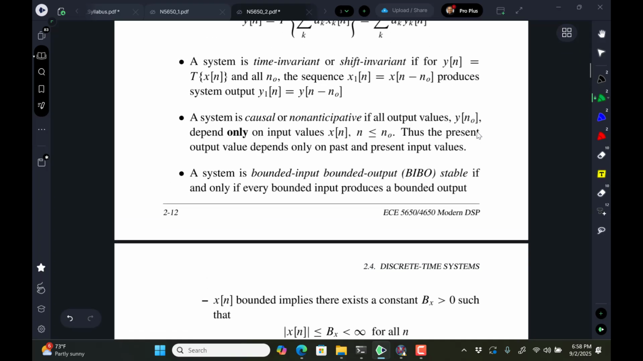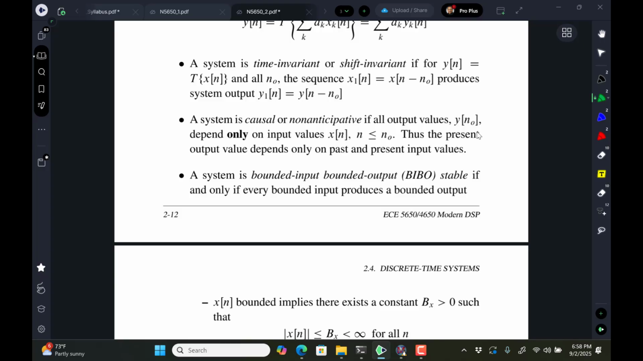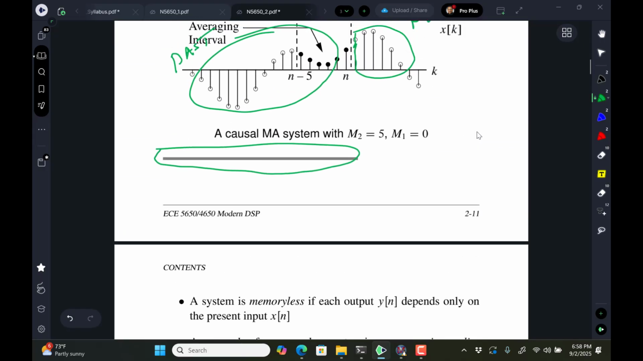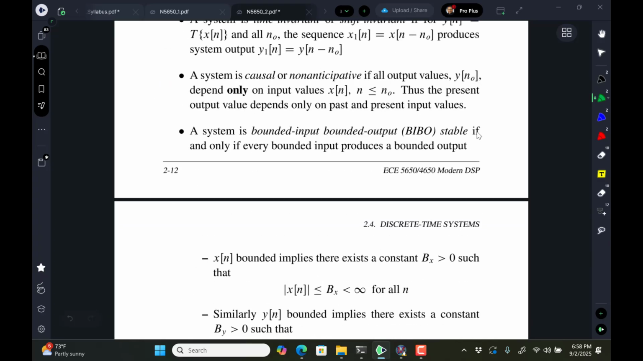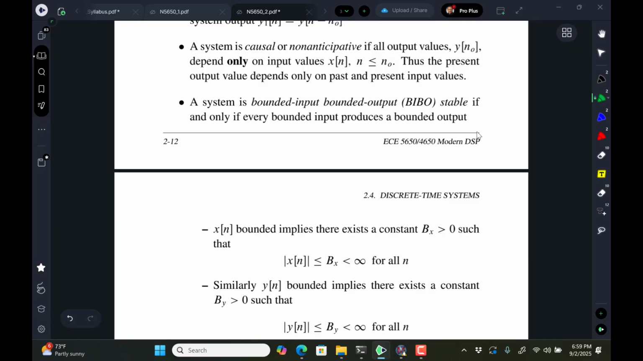So that's time invariance. We've already talked about causality. This is the formal definition. It was just mentioned up here as a type of system, but the formal definition is here. And the fifth one is bounded input, bounded output stable. That just says that the output will be bounded for a bounded input if it's a bounded input, bounded output stable system.